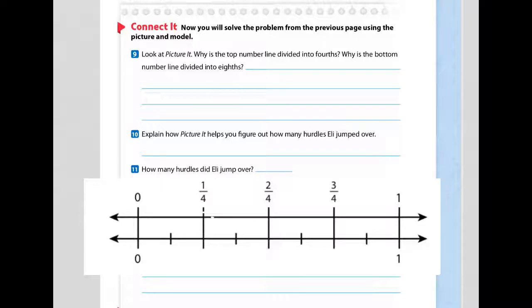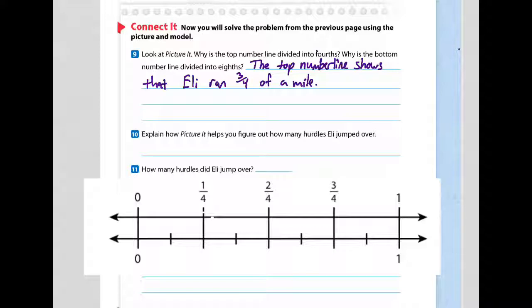So let's talk about why the top number line is divided into fourths. The top number line is divided into fourths because Eli ran 3/4 of a mile. So I'm going to say the top number line shows that Eli ran 3/4 of a mile. So that's why you divided it into fourths. Now, why is the bottom number line divided into eighths? It's because every eighth he hit a hurdle.